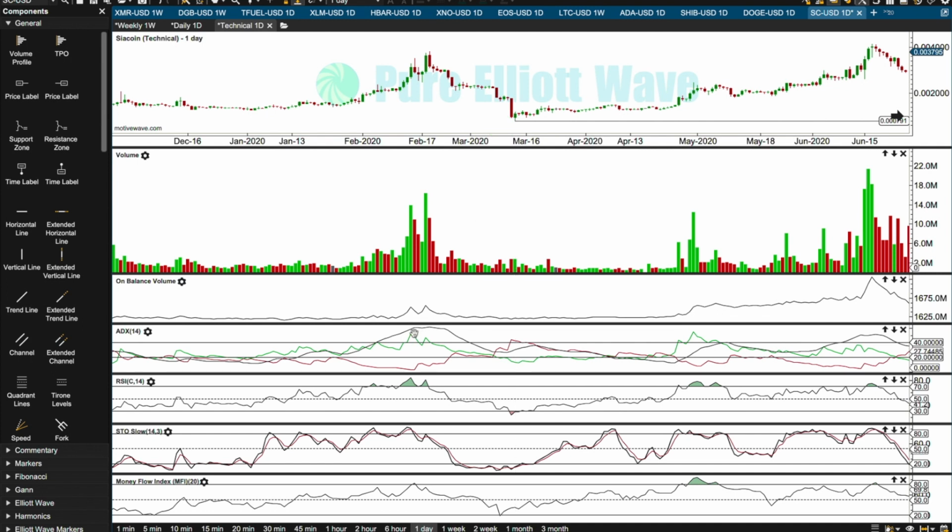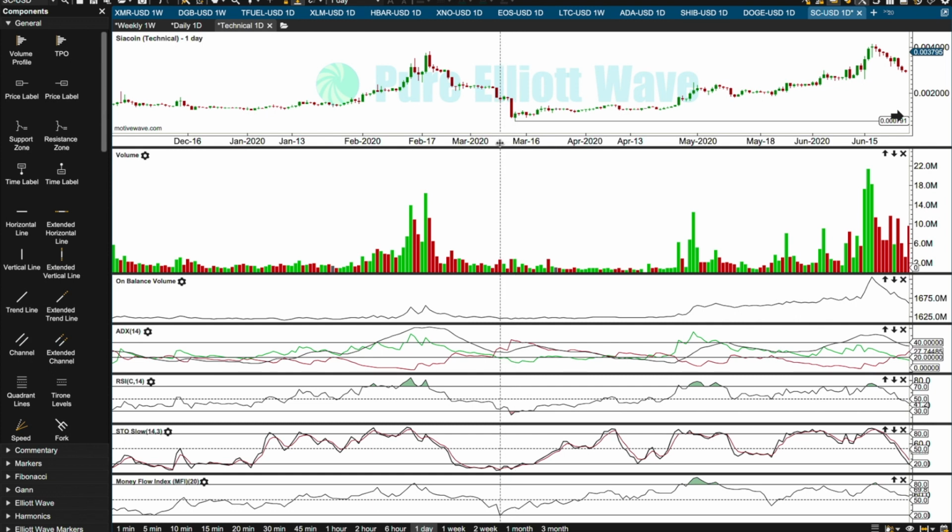ADX reached very extreme for this upward trend. At the low, it had just caught up with the fact that there was a trend change and it exhibited a downward trend, but it was nowhere near extreme. RSI did reach oversold though. Was there any bullish divergence? No, there would have been no bullish divergence. So that would have been really hard.